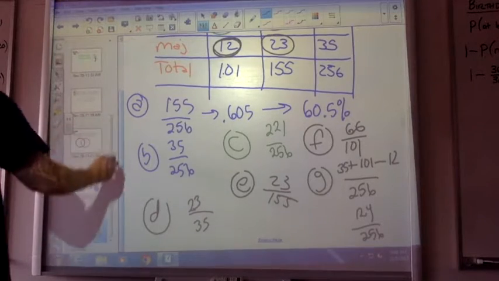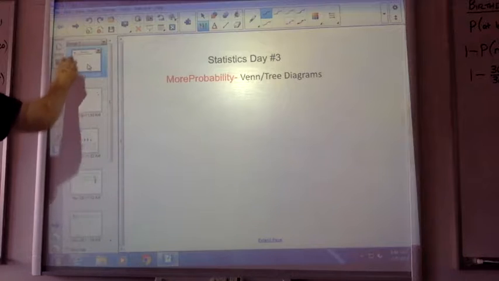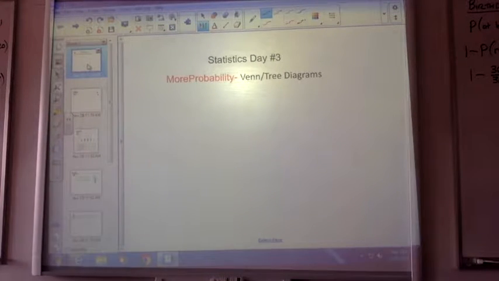Let's see. Let's go to the front of this. All right. More probability. Talking about Venn diagrams and tree diagrams. And I think some of you might appreciate these because they're a lot more visual than just looking at a grid.